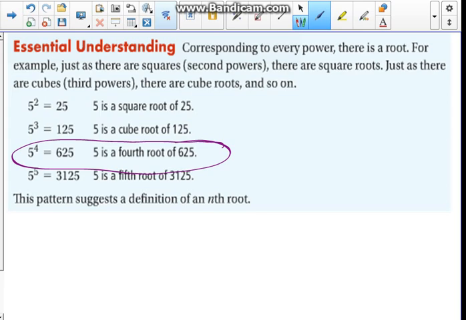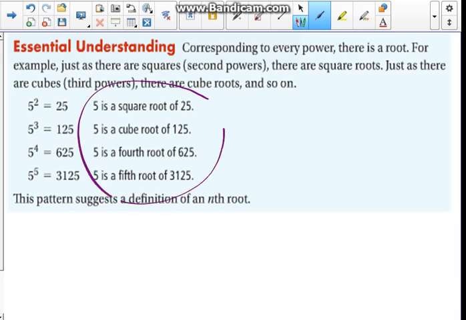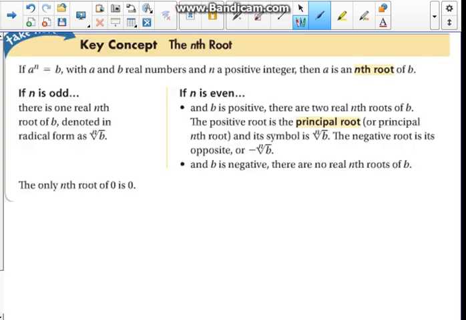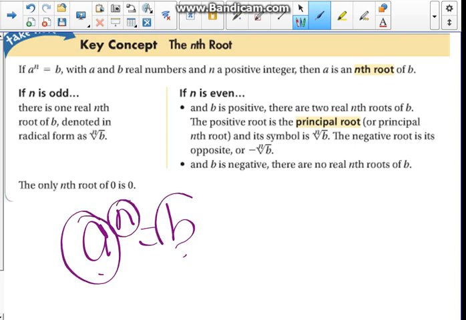But as we see, a pattern develops, and we can write a formula from this. So this pattern is suggesting a definition for the nth root. For the nth root, we can say if a to the n equals b, with both a and b real numbers, and n is a positive integer, then a is the nth root of b. And that's what we developed from the previous page.